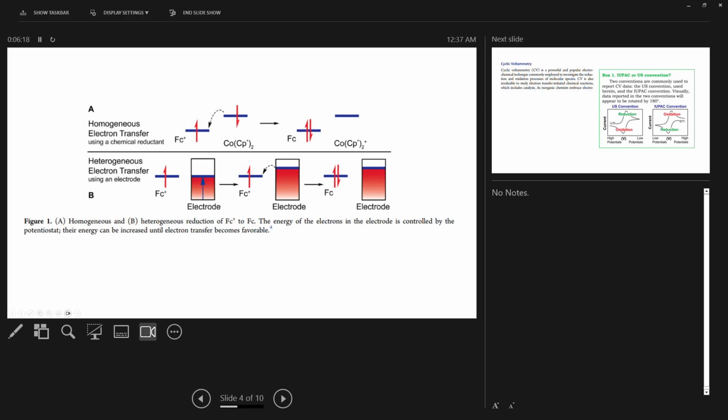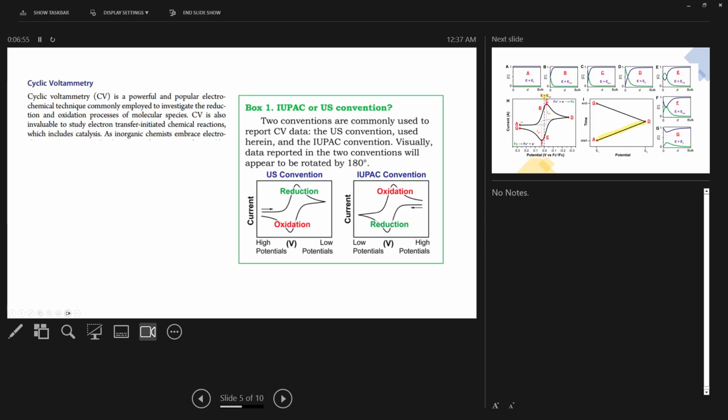That is why we supply external potential to this electrode, in order to increase the highest occupied molecular orbital energy, for easier transfer of electrons from this electrode to the species, any species. In this case we have ferrocenium. The highest occupied molecular orbital energy is basically controlled through the potentiostat, which is attached to this working electrode. The next topic is cyclic voltammetry.